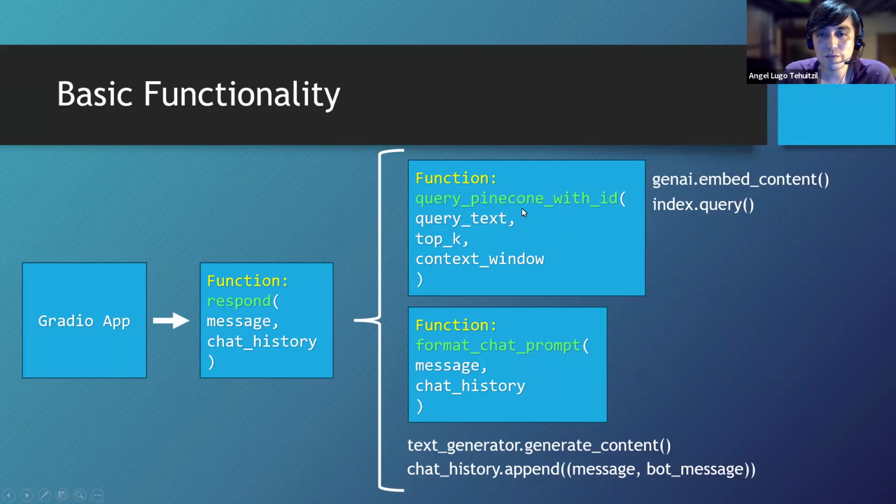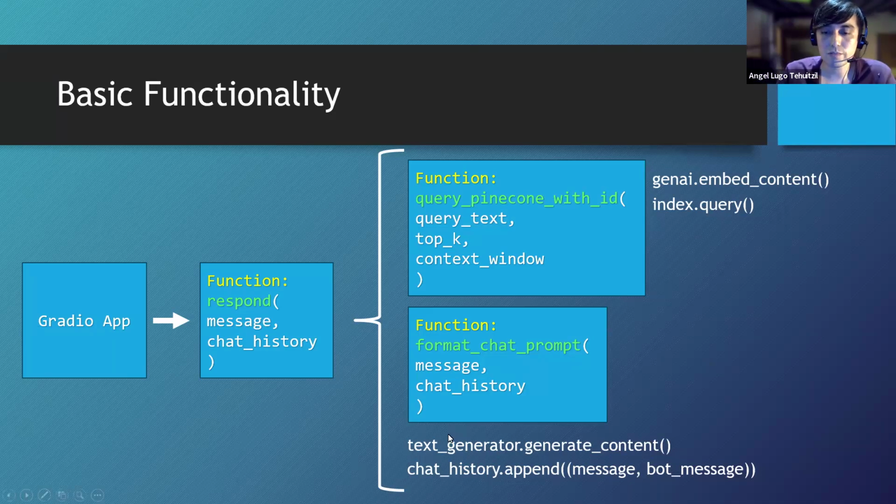Then it calls this function, query pinecone with ID, which embeds the question of the user, then checks the vector database, which in this case is a Pinecone database, and retrieves the content that is most similar to the user request. Then I pass that into this format chat prompt function, which gives the format of a chat and organizes the answers.